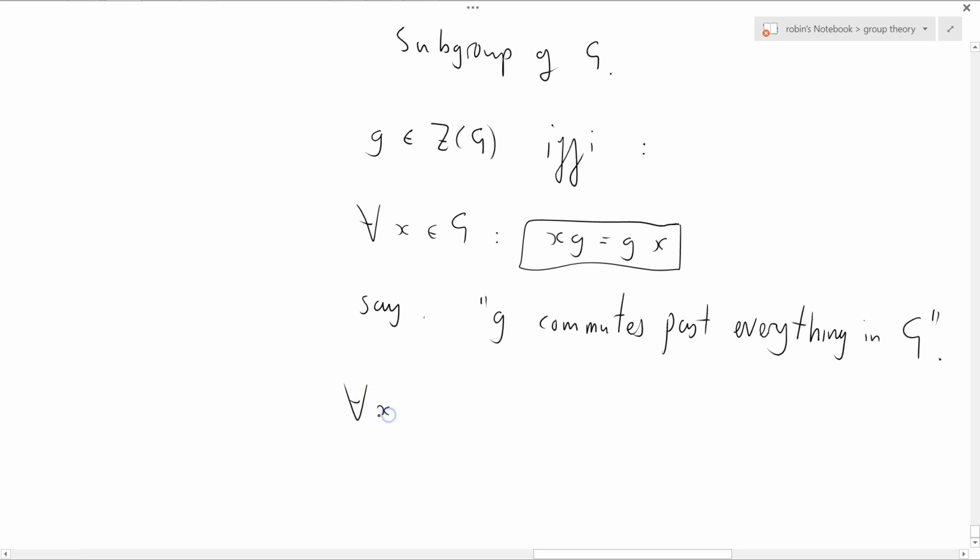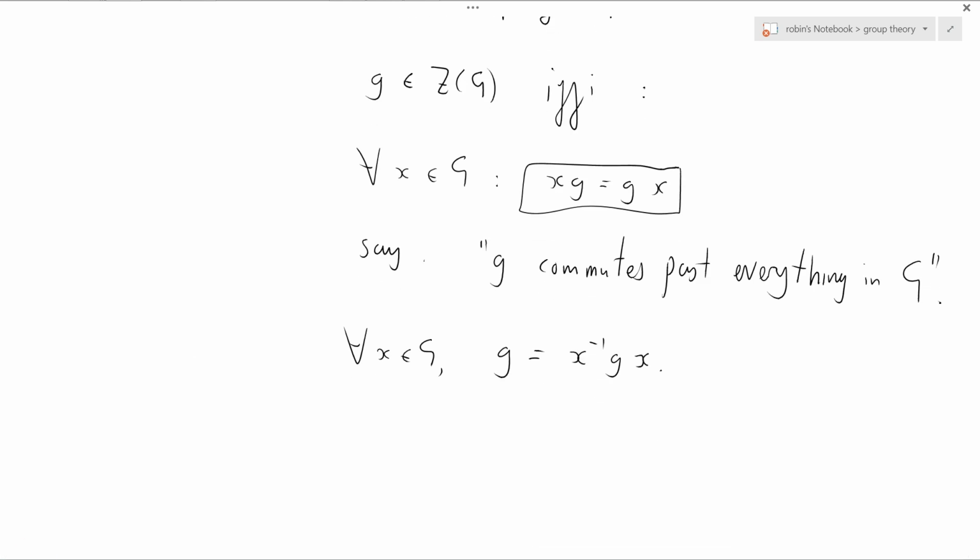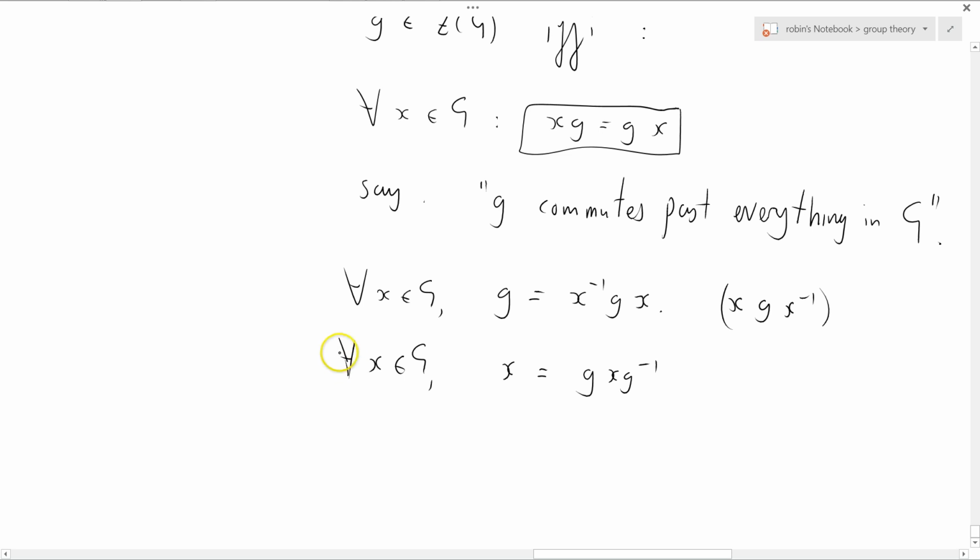There's a slightly better way of writing it. You can say that for all x in the group, we can take this relationship and multiply on the left by x minus 1, so g equals x minus 1 gx. We could also multiply on the right by g minus 1, and say for all x in the group, x equals gxg minus 1. Of course you can swap the locations of the minus 1s. Okay, well that's the definition of it.